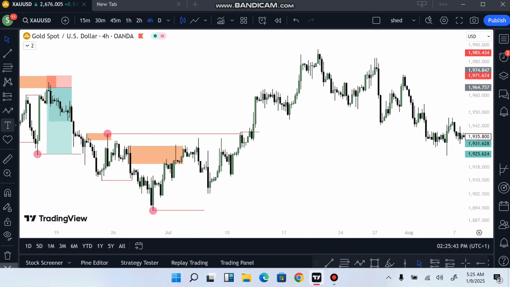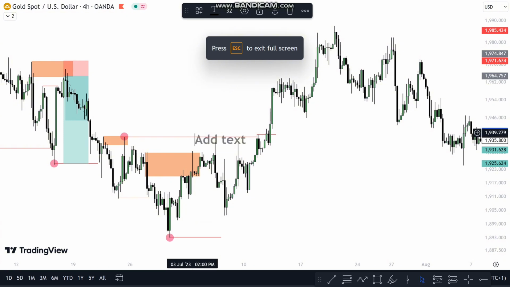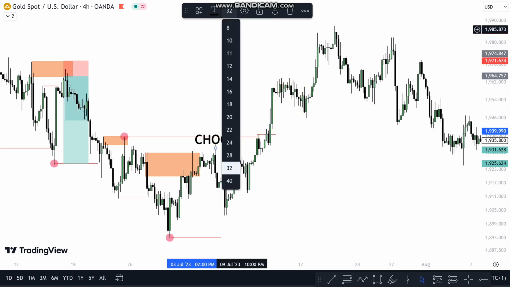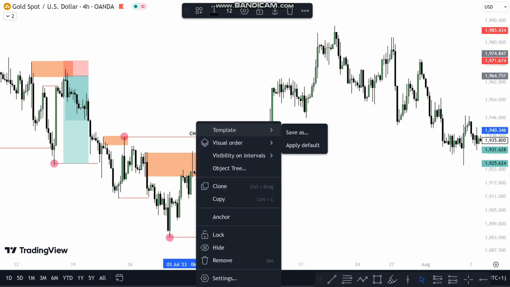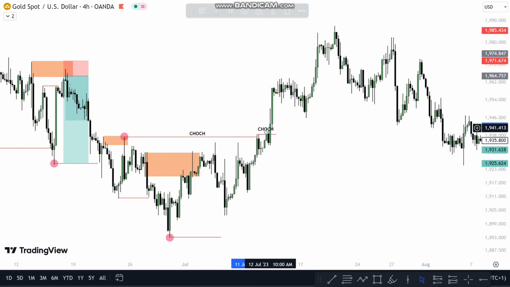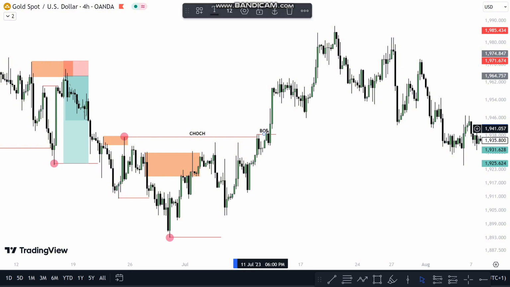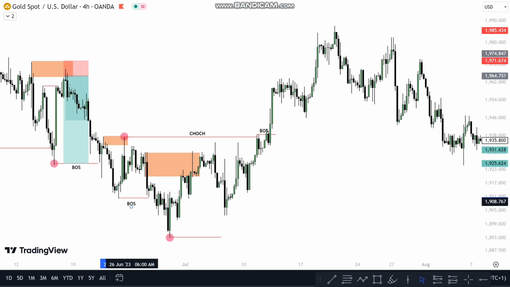So if we are to label this, we call it change of character. This is it here, and price caused what? A BOS around this point, a BOS. So this is our BOS, and this is also our BOS. This is also our BOS. Break of market structure, okay?